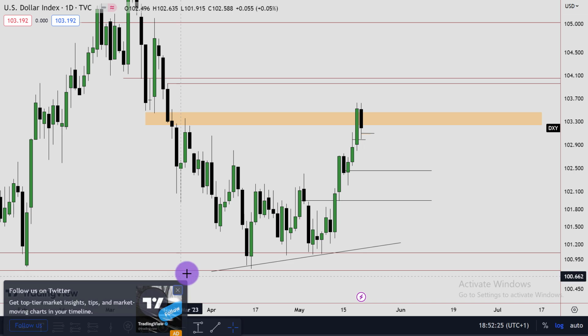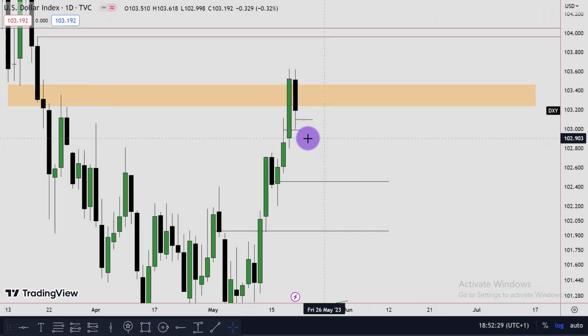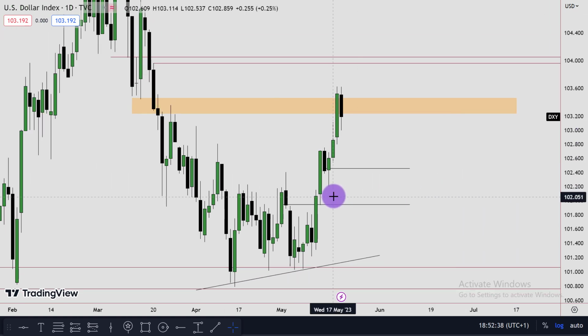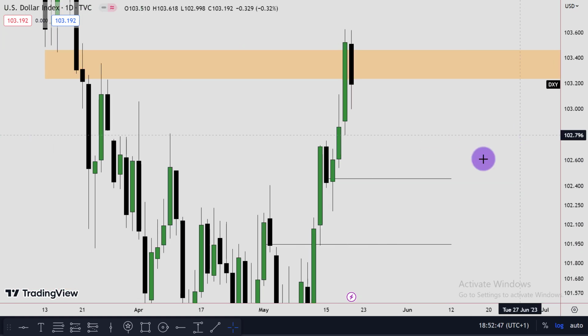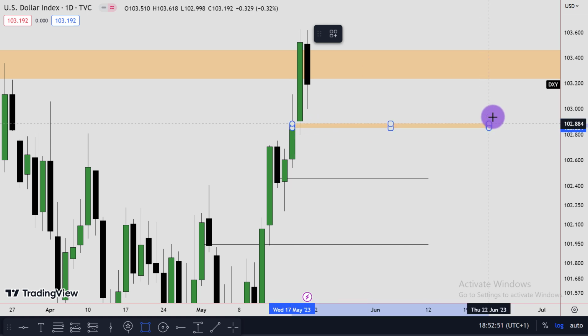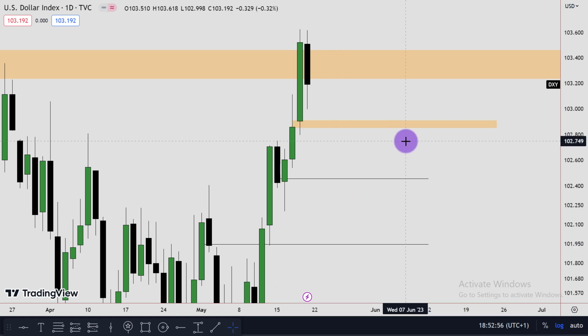Okay, we might see the dollar trade into this level. On the daily time frame, we have an interesting point of interest. You can see that this is actually a volume imbalance here. There's a tiny volume imbalance. Okay, there is a tiny volume imbalance here. We are paying attention to that tiny volume imbalance.